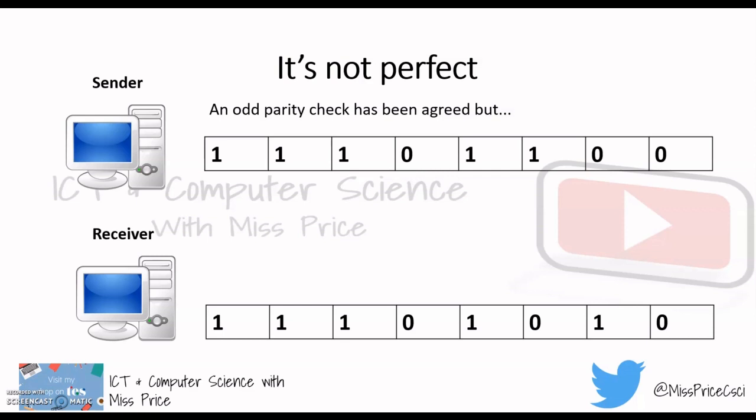However, you can see here the order of the data has been changed, so therefore the data is still likely to be corrupt no matter what. So although parity checking is a very simple, very quick way for the transmissions, it's not perfect.